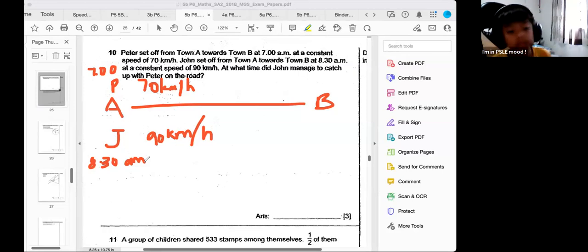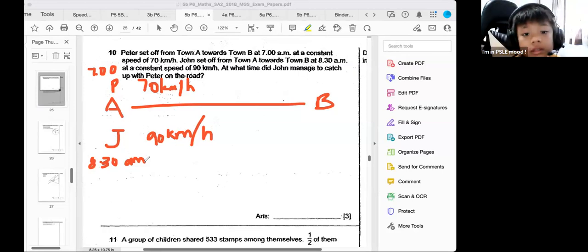Peter set off from town A towards town B at 7 a.m. at a constant speed of 70 kilometers per hour. John set off from town A towards town B at 8:30 a.m. at a constant speed of 90 kilometers per hour. This one I really need help.